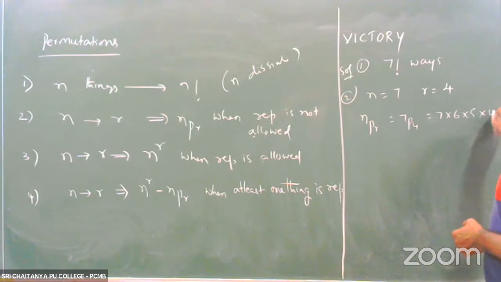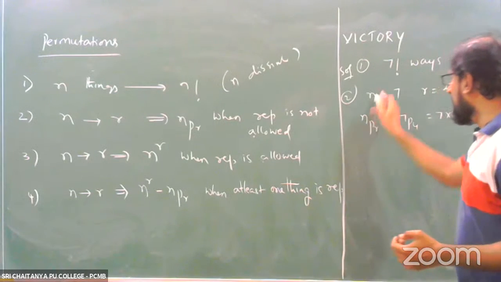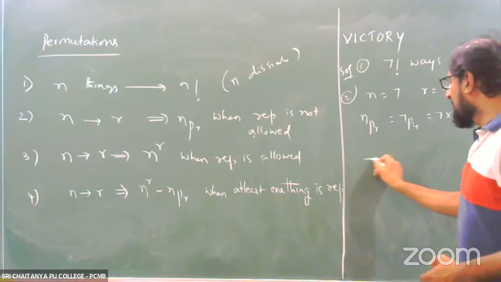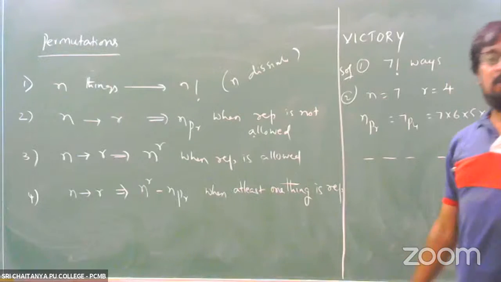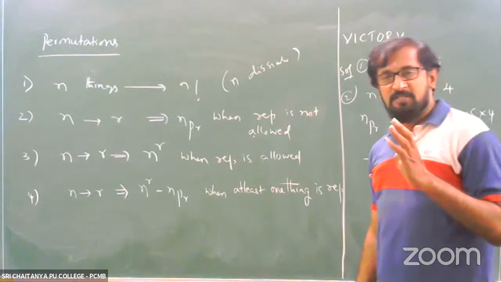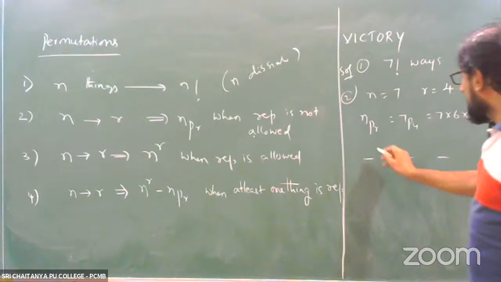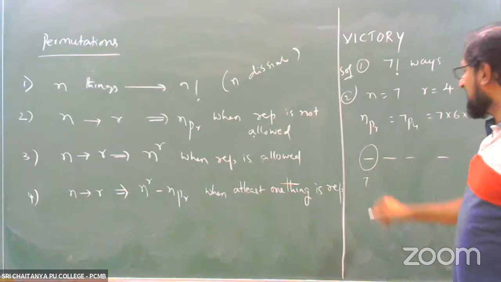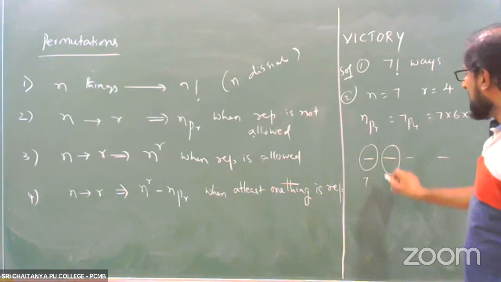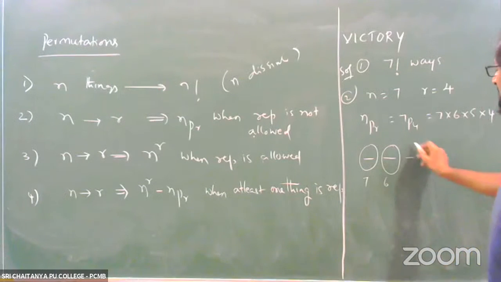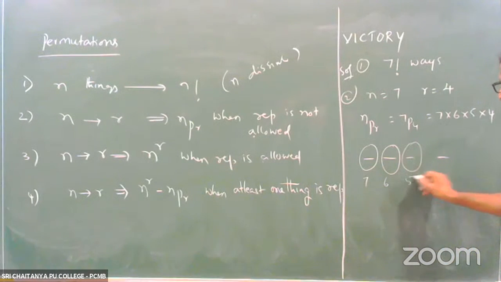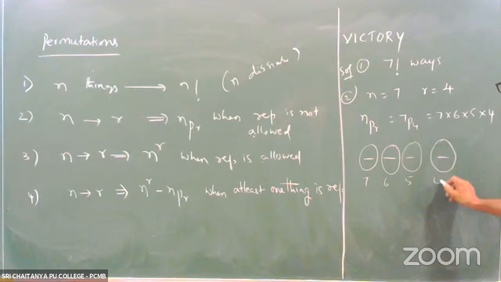You can ask me what is the explanation, sir? 4-letter word he asked. So 1, 2, 3, 4. A 4-letter word occupies 4 places. The first place can be filled in 7 ways. The second place can be filled in 6 ways. The third place can be filled in 5 ways. The fourth place can be filled in 4 ways. Where 7 into 6 into 5 into 4 can be written as 7P4.